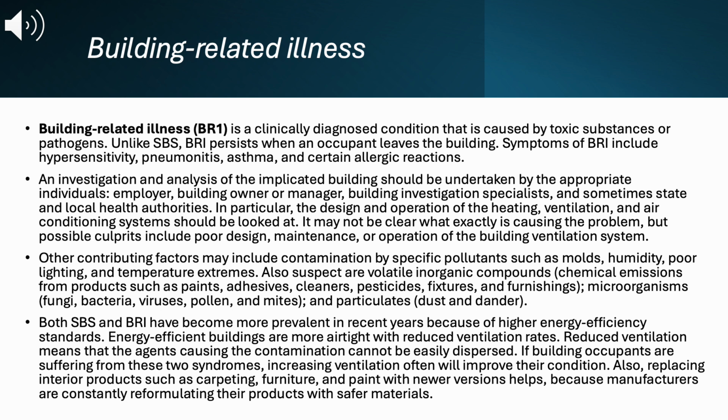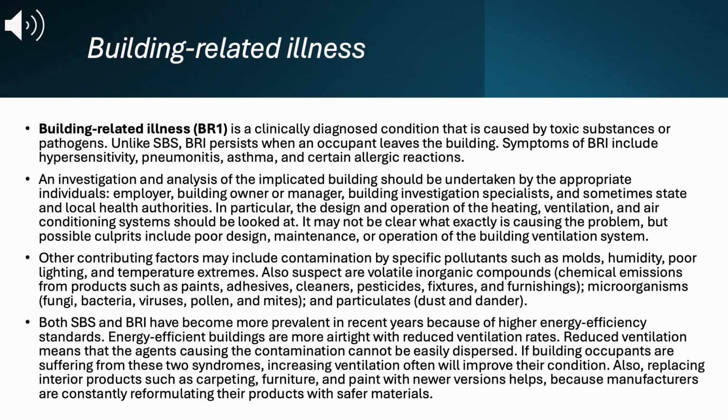In particular, the design and operation of the heating, ventilation, and air conditioning systems should be looked at. It may not be clear what exactly is causing the problem, but possible culprits include poor design, maintenance, or operation of the building ventilation system. Other contributing factors may include contamination by specific pollutants such as molds, humidity, poor lighting, and temperature extremes. Also suspect are volatile organic compounds, chemical emissions from products such as paints, adhesives, cleaners, pesticides, fixtures and furnishings, microorganisms, fungi, bacteria, viruses, pollen and mites, and particulates, dust and dander.